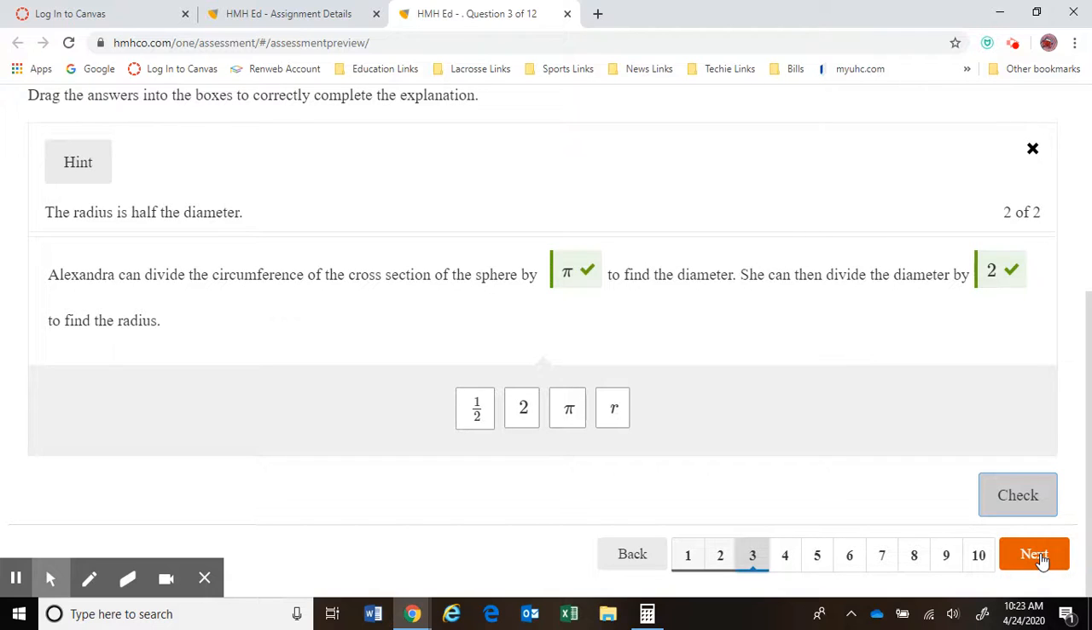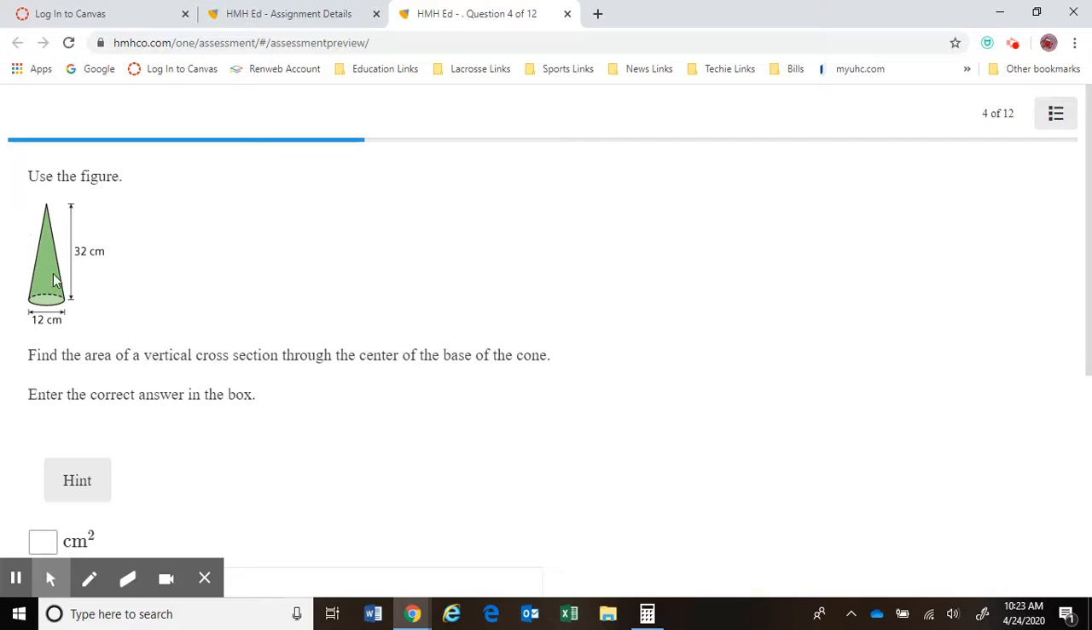All right, now let's get into some mathy problems. They're actually giving me the picture here, which is kind of nice. I want to find the vertical cross section through the center of the base of the cone. So I'm going to go right through the center, right here. What shape is produced? Looks like a triangle, just like that.